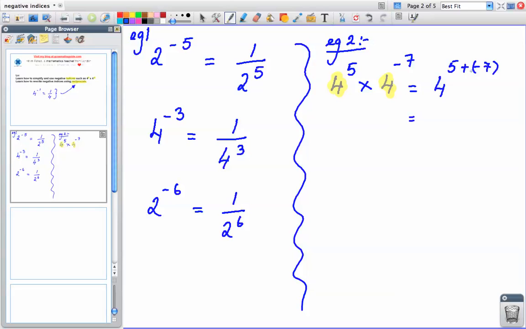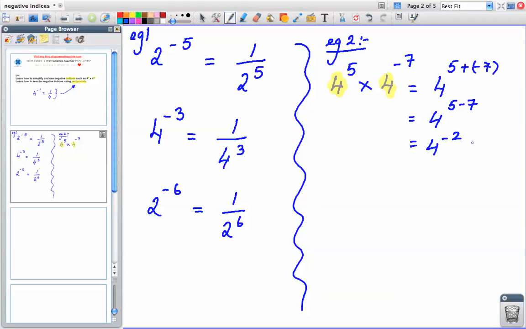And if I simplify this, I know for a fact a plus and a minus next to each other makes a minus. So I end up with 4 to the power of 5 minus 7. And 5 minus 7 gives me 4 to the power of minus 2.